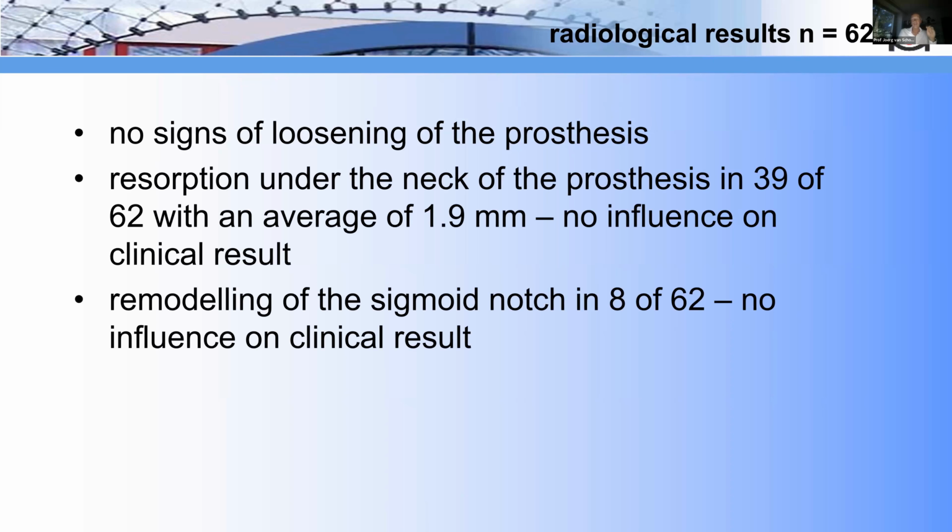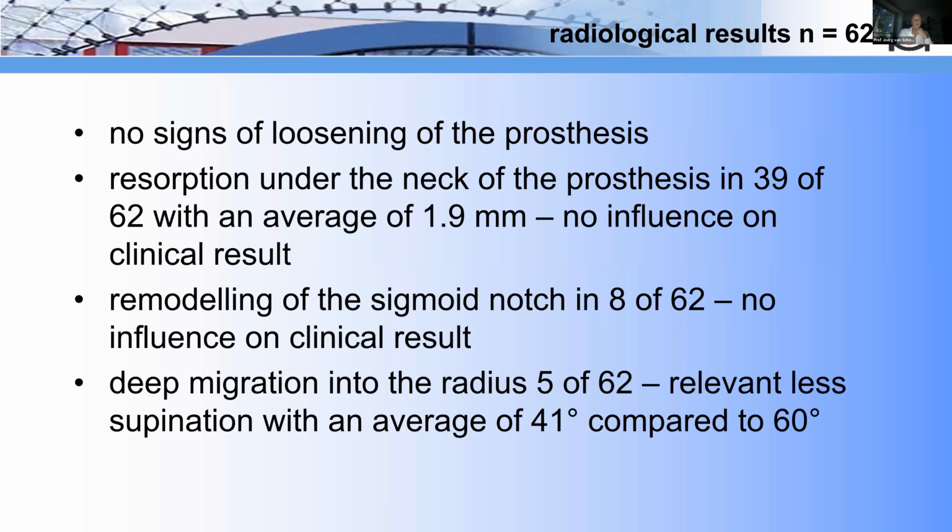We did see some remodeling of the sigmoid notch in 8 of 62 patients. These are osteophytes on the dorsal and palmar rim of the sigmoid notch, but that did not have any influence on the clinical results either. What we did see, and that is something that really sometimes happens, is a deep migration of the radius onto or into the ulnar head.